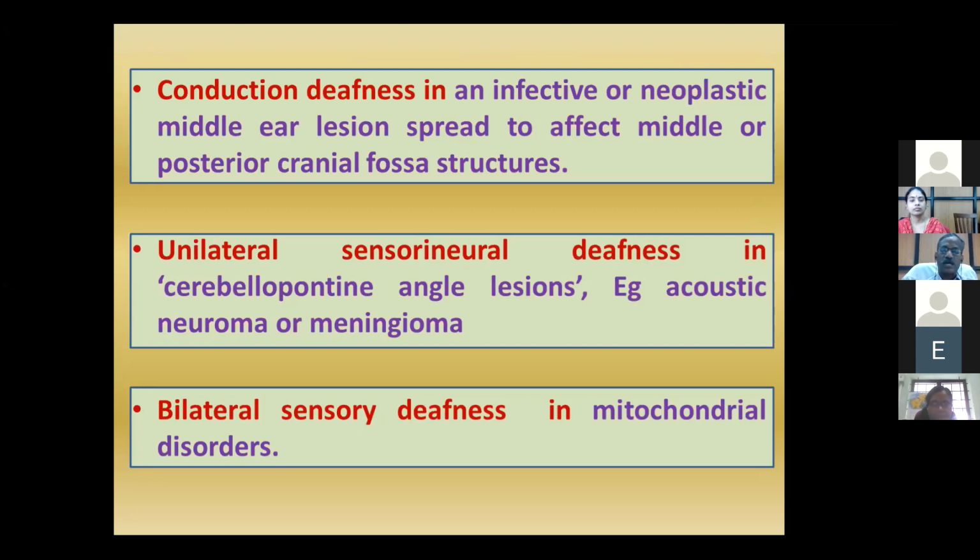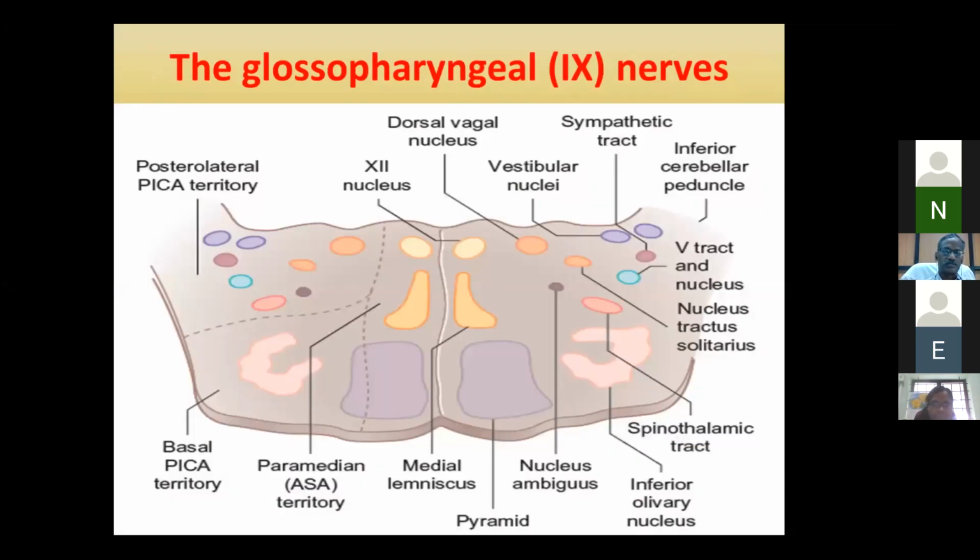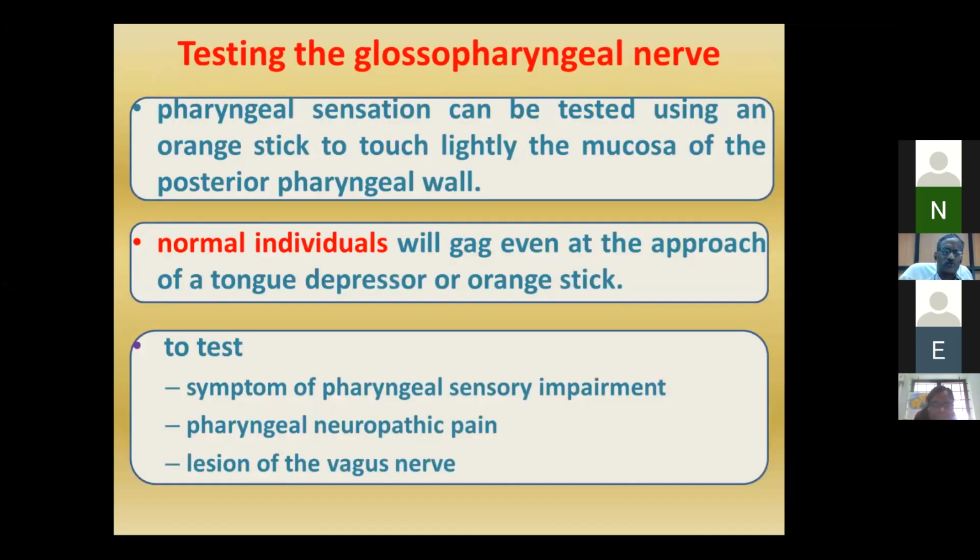Glossopharyngeal nerve and vagus nerve. As I told you, they supply the pharyngeal muscles. When we touch your uvula, it must contract. Failure of uvula contraction indicates glossopharyngeal and vagus nerve abnormality. Next, for the glossopharyngeal nerve, as I told you, put a stick over the mucosa of the posterior pharyngeal wall. If the patient exhibits a gag reflex or hawking sensation, your glossopharyngeal nerve is normal. When it is not there, it indicates a defect in the glossopharyngeal nerve.